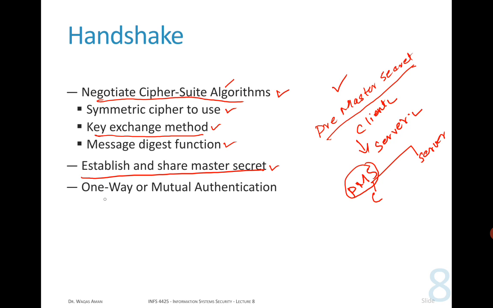And handshake, as we mentioned earlier, is also responsible for one-way authentication, which means that the server will be authenticated. The server will always be authenticated in SSL communications. Whereas you can also perform mutual authentication, which means that both communication parties, the client and the server, may also authenticate each other. And this authentication is based on what? As I mentioned earlier, on the digital certificates. And this is the authentication of the entities, the client and the server.